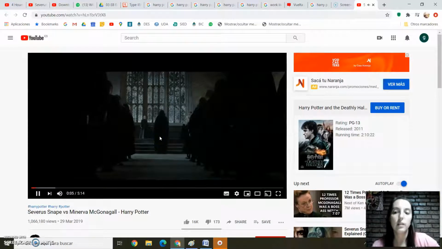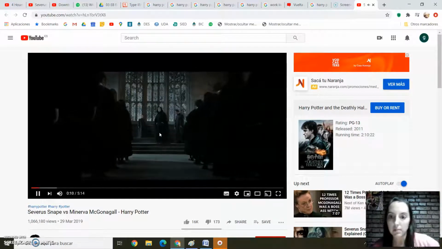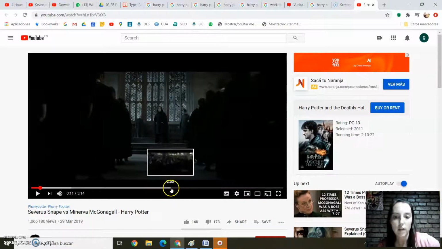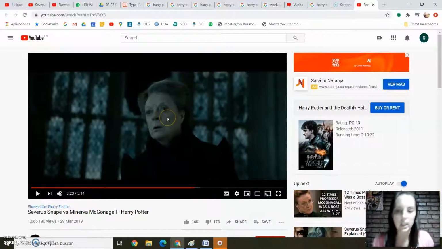It's a scene where Severus Snape speaks and then Harry Potter speaks. Okay, so you're going to watch it. You don't need to watch everything. You have to watch just until Harry Potter stops speaking, up to here. Then when Minerva McGonagall starts speaking, no, she doesn't speak actually. I think they start fighting. That's where you can stop.